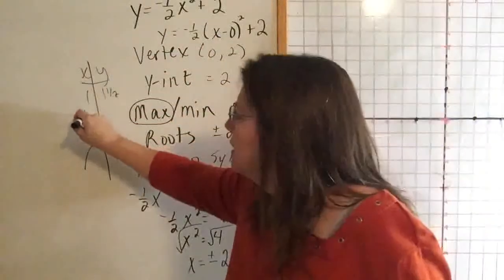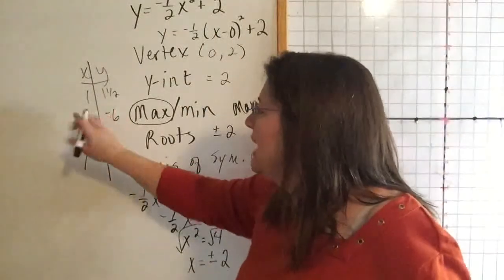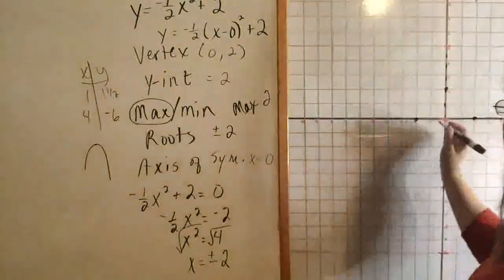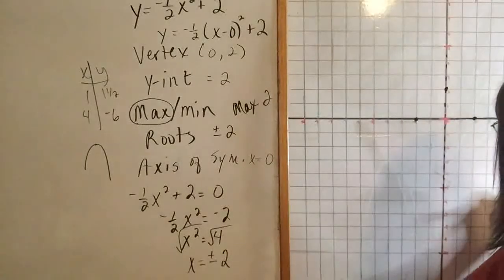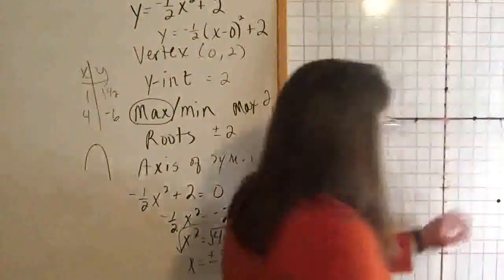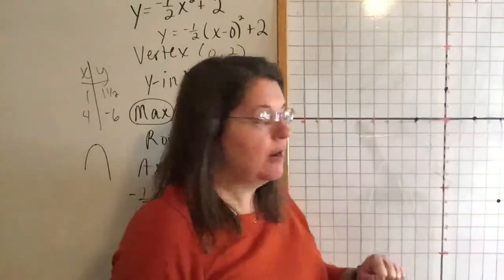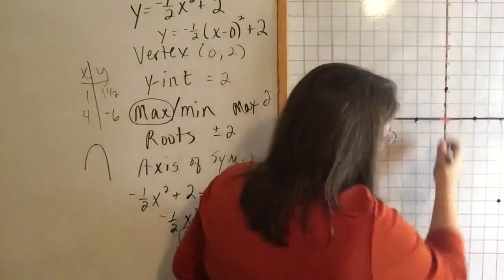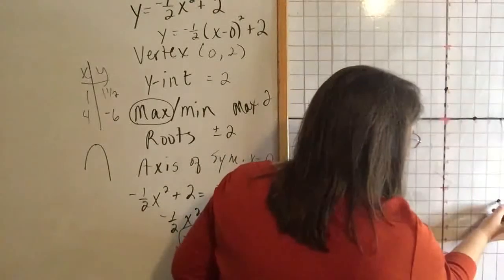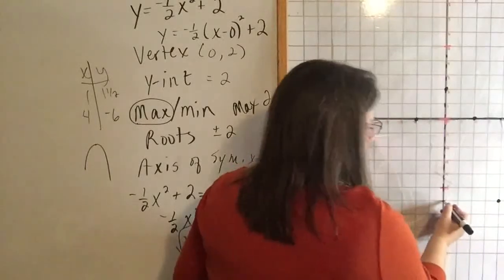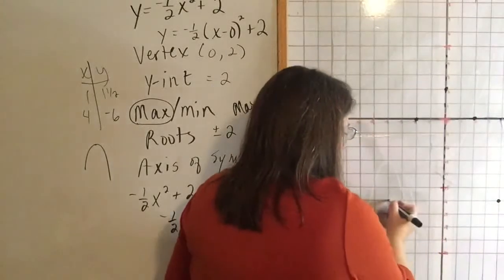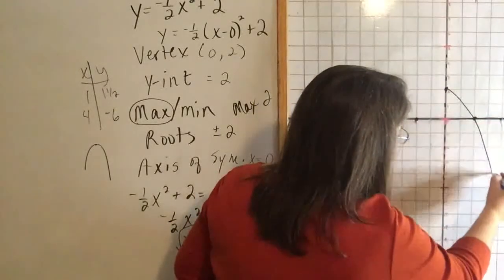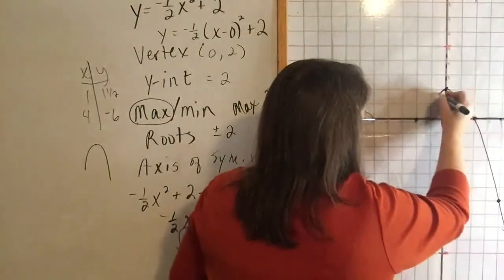4 plugged into that is negative 6. So that gives us a nice whole number corner point value that we can use. So that would be (4, -6). Okay, so (4, -6) is here. And then I know that my axis of symmetry is the y-axis. I have it drawn there if you can see it. And so I'm going to use symmetry. 1, 2, 3, 4 from the axis. 1, 2, 3, 4 on the other side. That gives me the other point, or the 5th point that I'm looking for. And here's my parabola.